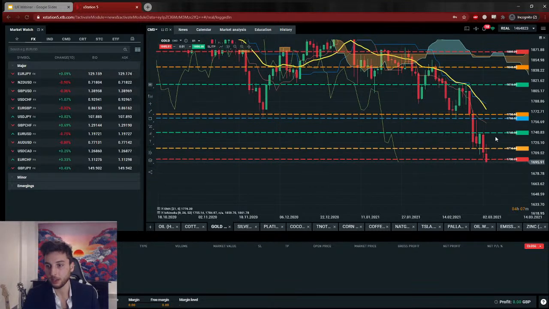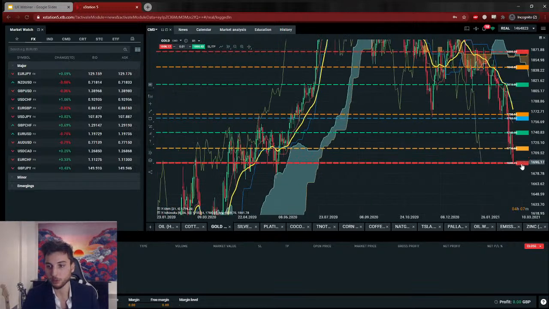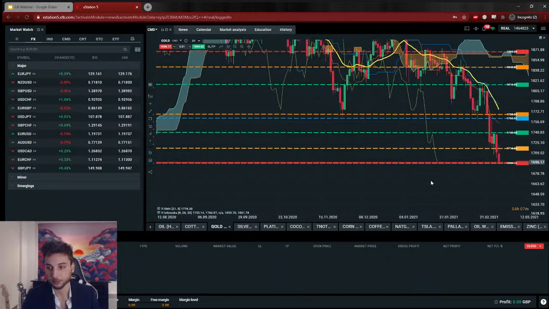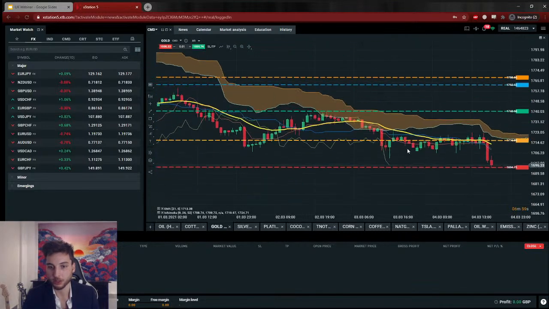And now the final major support psychological level was 1700, but really the main one we spoke of earlier was 1695, which at the moment seems to be holding. But this is in real time as we speak, so again, things could change.